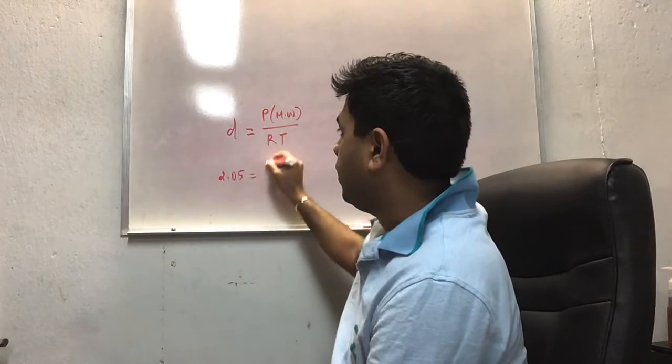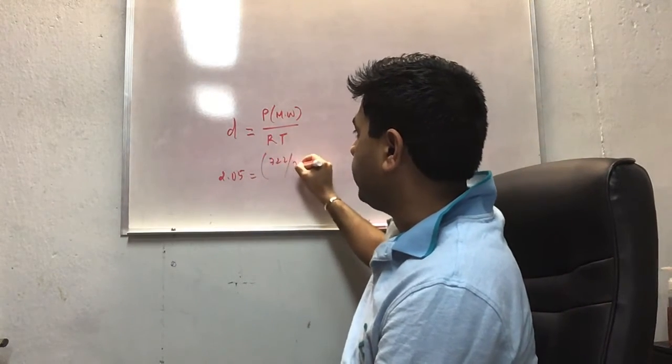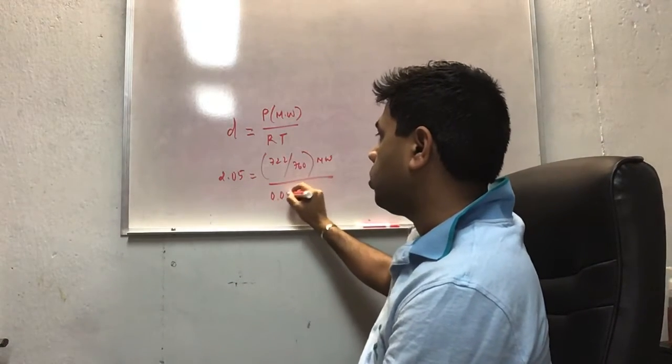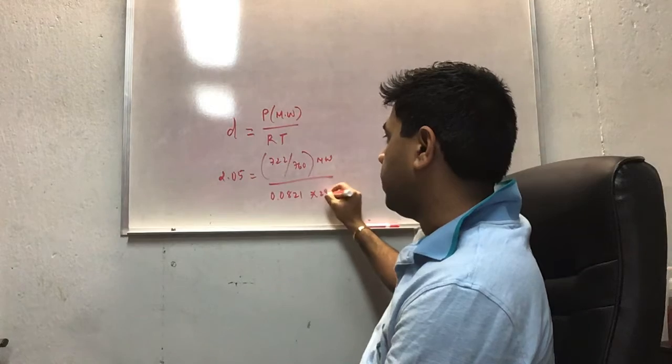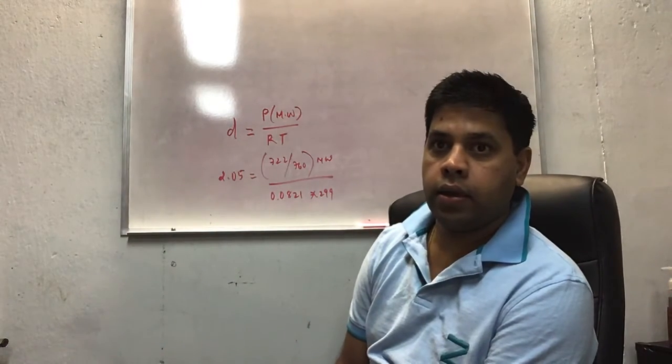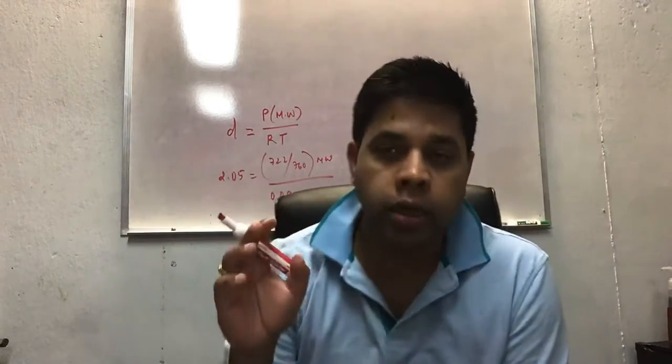Sorry. That's okay. So 722 divided by 760 molecular weight divided by 0.0821 times 299 Kelvin. I can't read it, so could you explain it one more time? Okay, don't worry about it. I'm recording for Liz, so I'll send it to you.